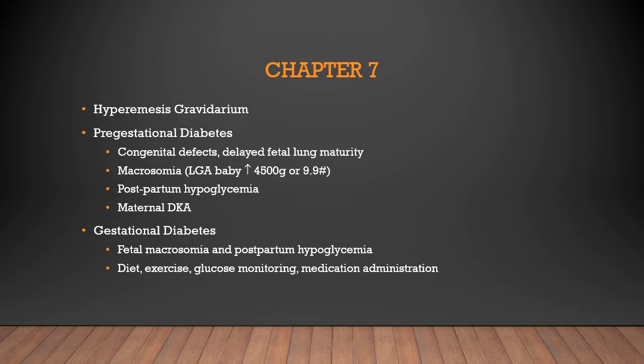Hyperemesis gravidarum is vomiting that occurs during pregnancy to the extent that the patient experiences dehydration and electrolyte and acid-base imbalances. This leads to starvation, ketosis, and weight loss, and signs and symptoms of dehydration. Those include dry mucous membranes, poor skin turgor, malaise, and low blood pressure. The goal in the treatment of the hyperemesis patient is rehydration and cessation of nausea and vomiting.